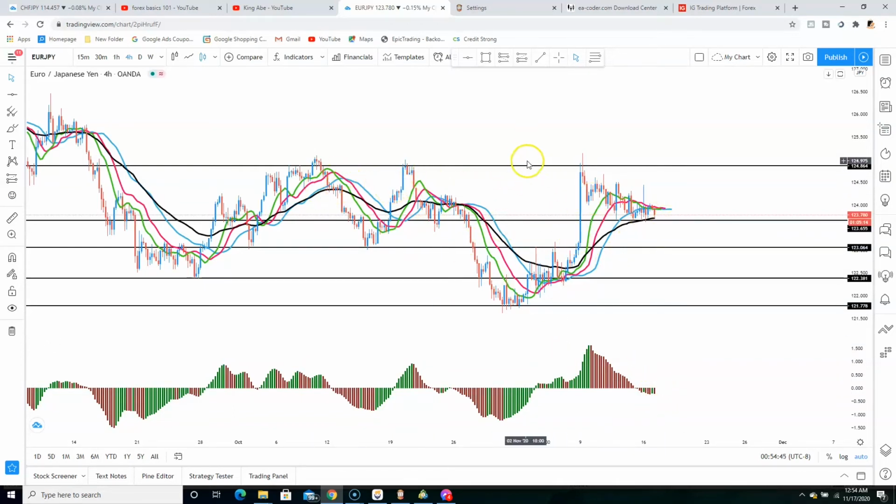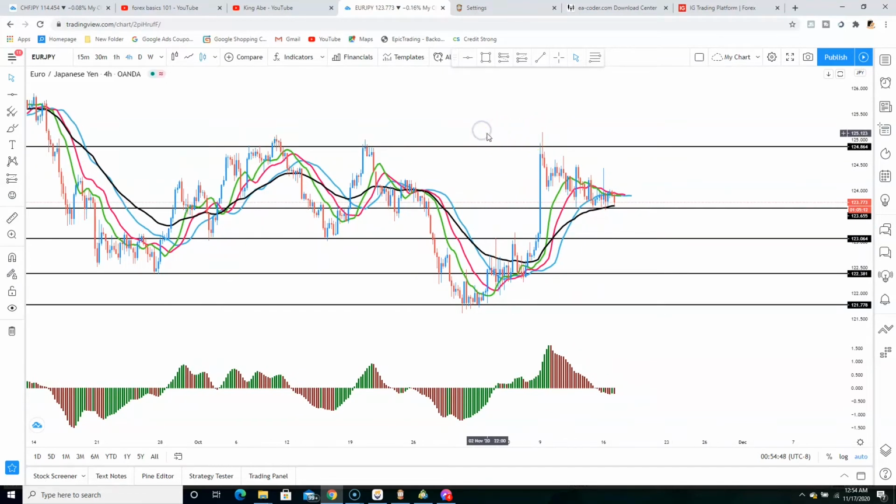So now when you want to place this trade, you see these alligator lines, these three lines are like moving averages.